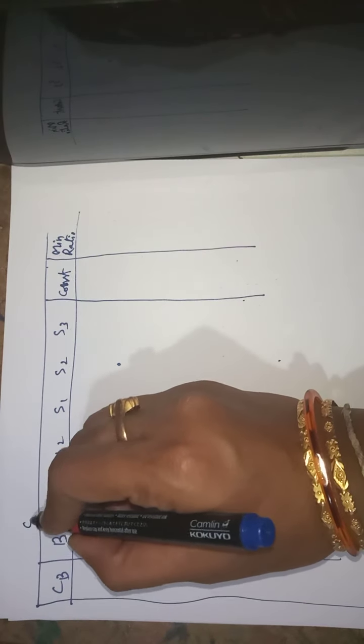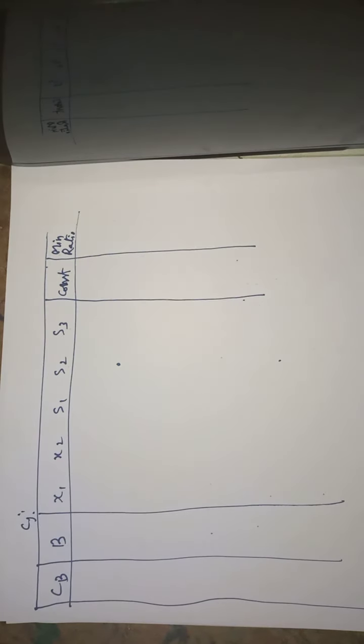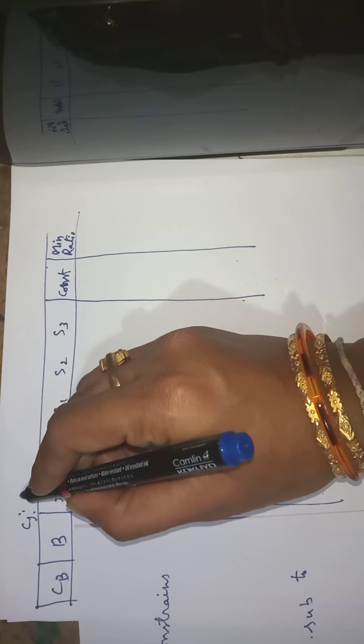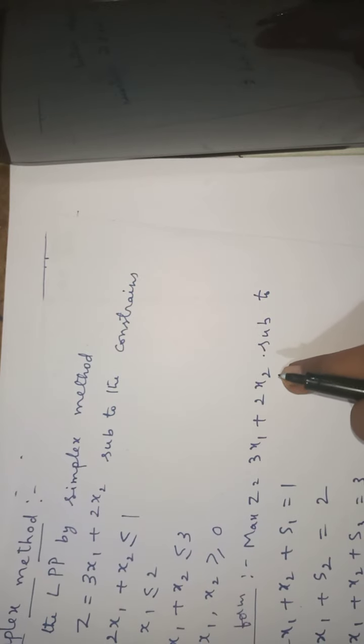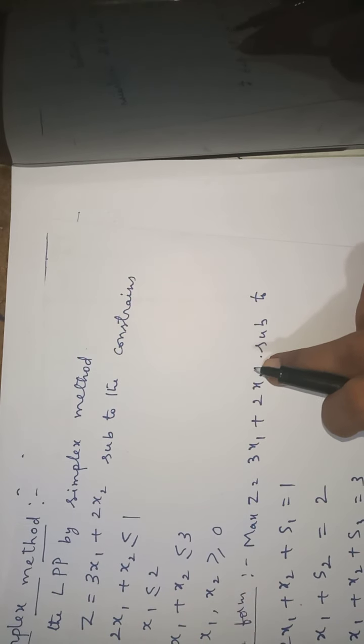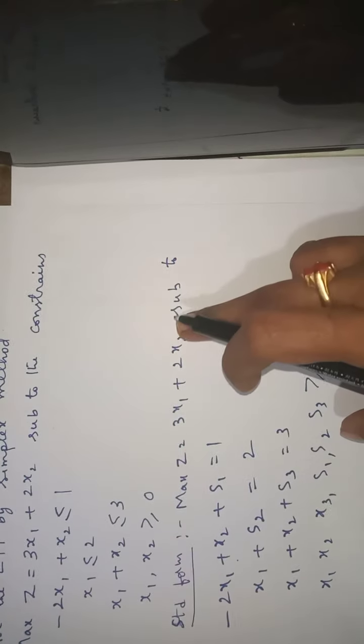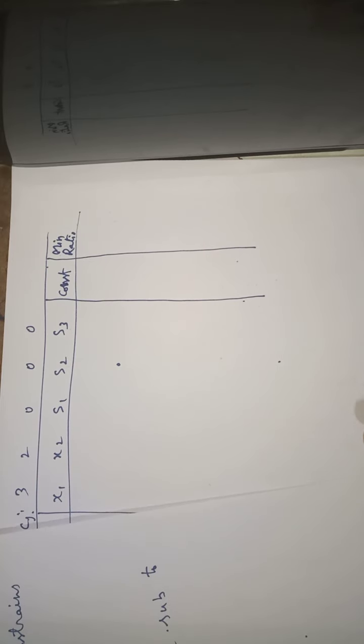Now here I'll write Cj, the values in the objective function. The coefficient of x1 is 3, the coefficient of x2 is 2, and the coefficients of s1, s2 and s3 in the maximization of z are 0. Using the objective function, whatever values are there, we write near Cj. Next we will fill the body of the simplex table.